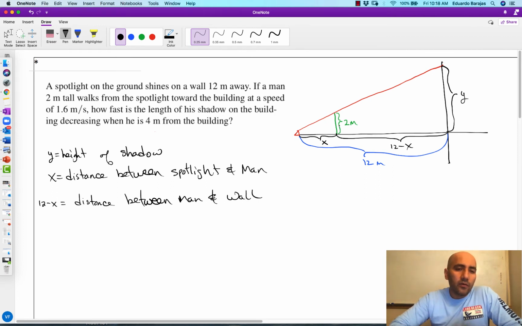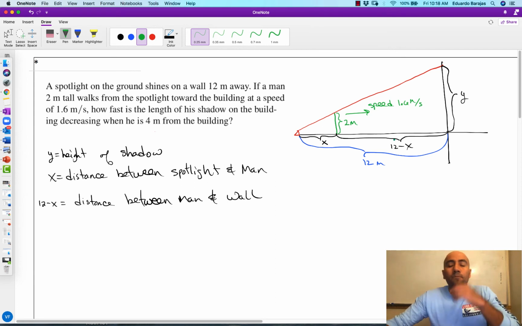So a spotlight on the ground shines on a wall 12 meters away. If a man that is 2 meters tall walks from the spotlight toward the building at a speed of 1.6 meters per second. Okay, so now let's tackle this speed thing. That's the speed of this man. This man is walking in this direction, right? His speed in this direction is 1.6 meters per second.